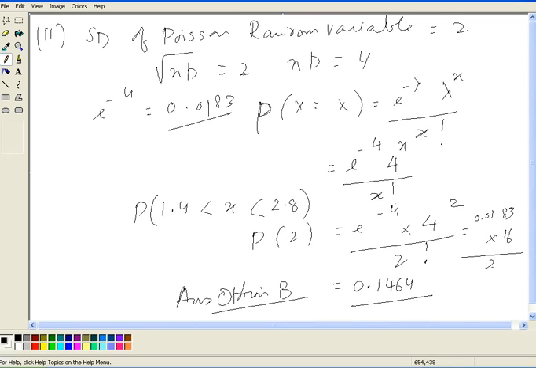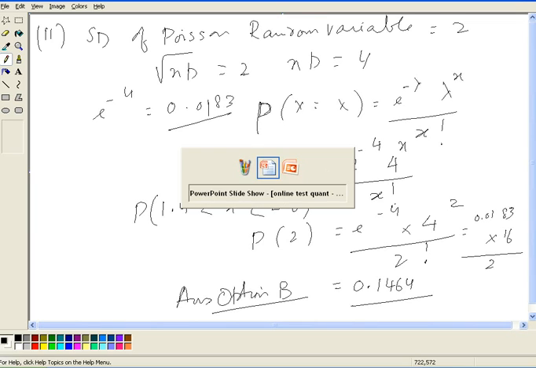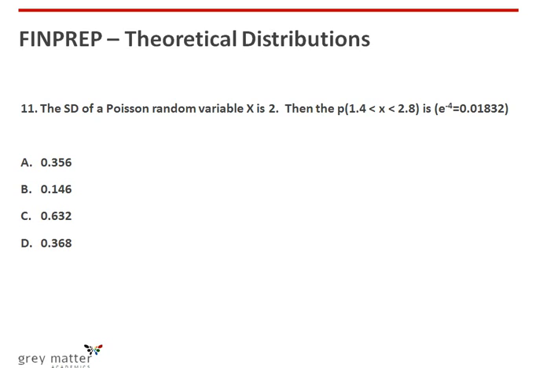So you replace x by 2, so you get e power minus 4 into 4 squared by 2 factorial, giving the value of e power minus 4 as 0.0183 into 16 by 2. So the answer is 0.1464, or option B is the correct answer. Going to our PowerPoint presentation, it is B option, which says 0.146.